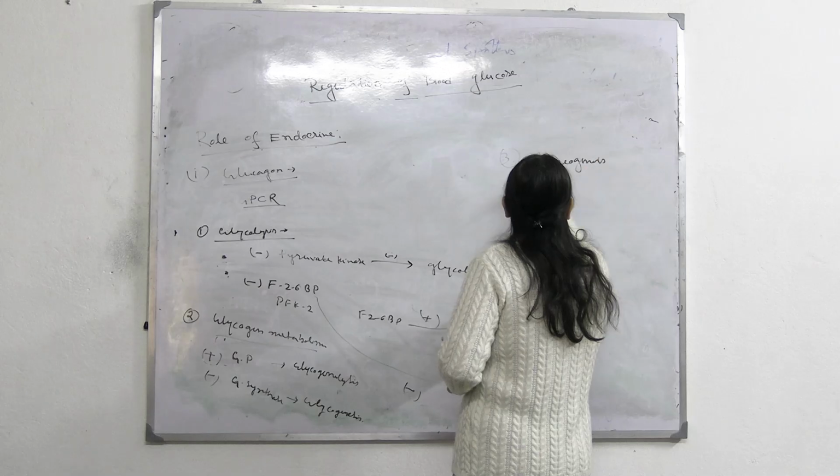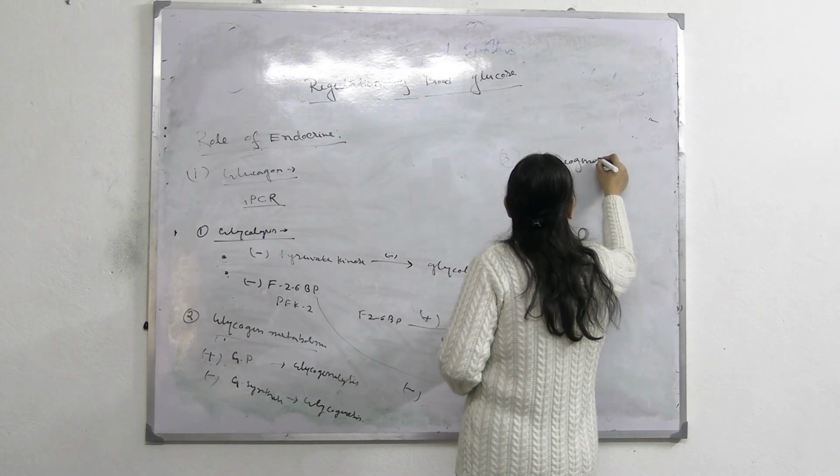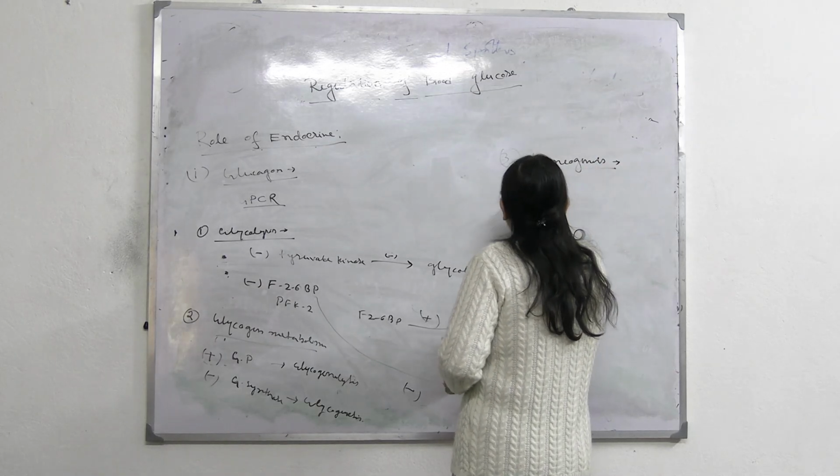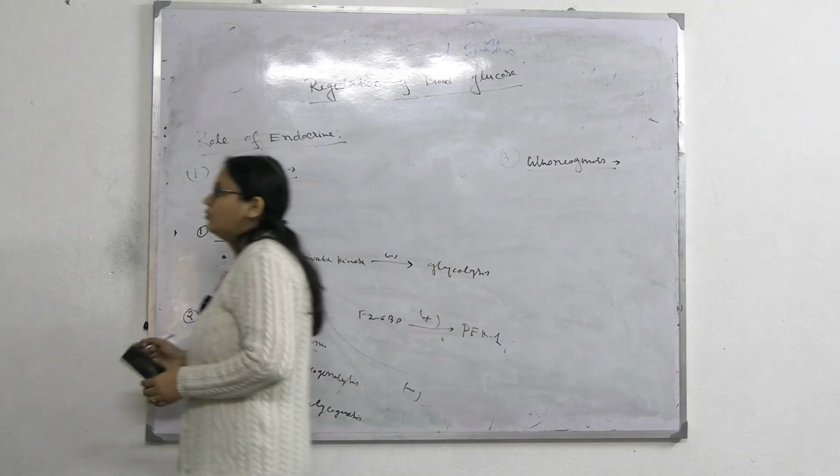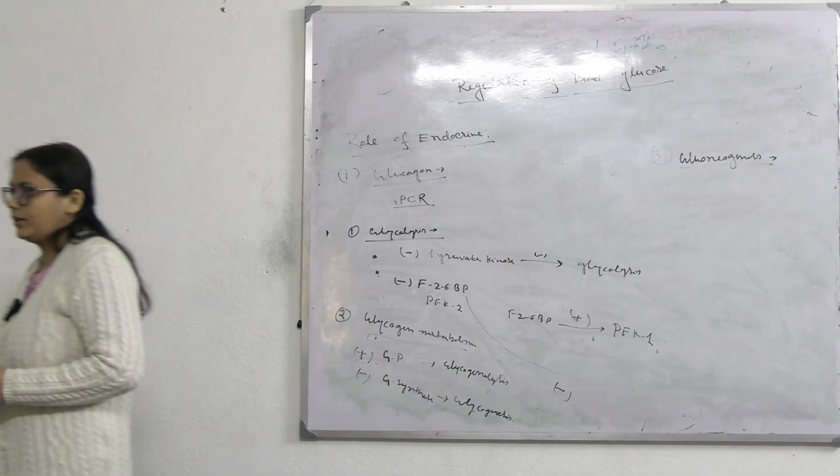Gluconeogenesis. Now we will see what will happen to gluconeogenesis. Name the key regulatory enzyme for gluconeogenesis. What are the regulating steps and the enzymes? Name the enzyme. Key regulatory enzyme for gluconeogenesis.